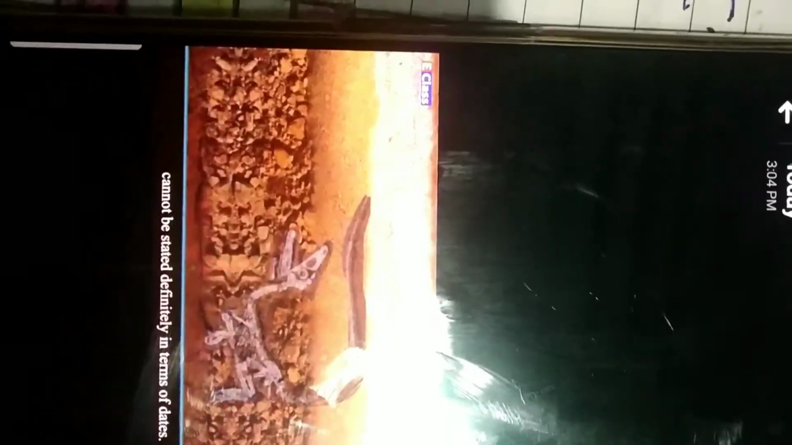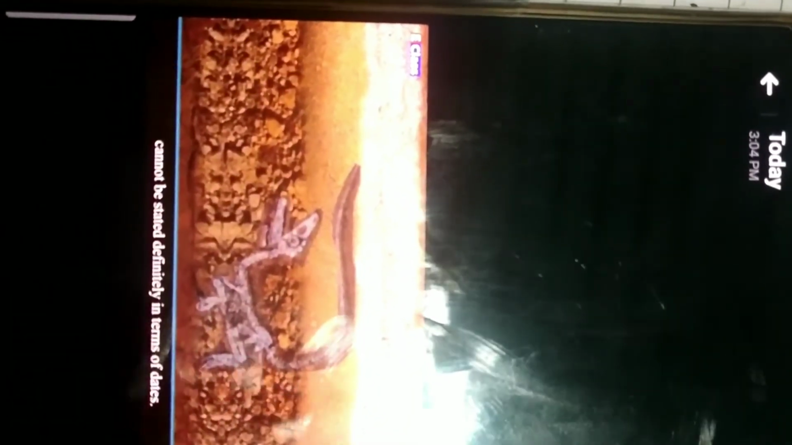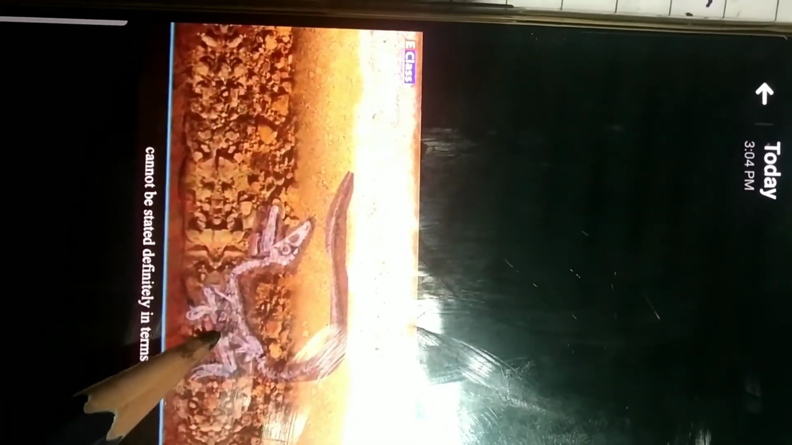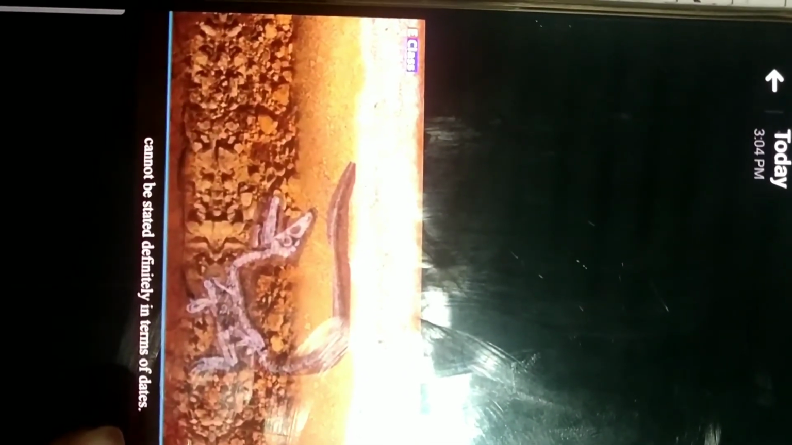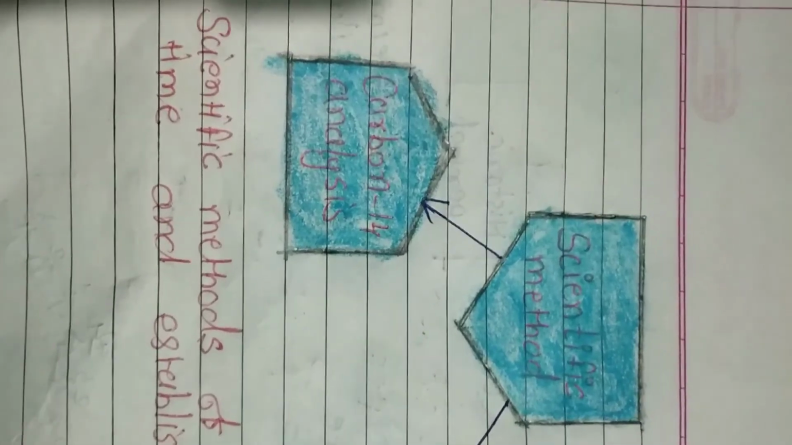So there are many layers of soil and we get lots of evidence underground, and the period of these layers and the remains found in them cannot be stated definitely in terms of dates. We cannot tell the exact dates. However, a rough estimate of how many years ago they existed can certainly be made using a scientific method such as carbon 14 analysis.